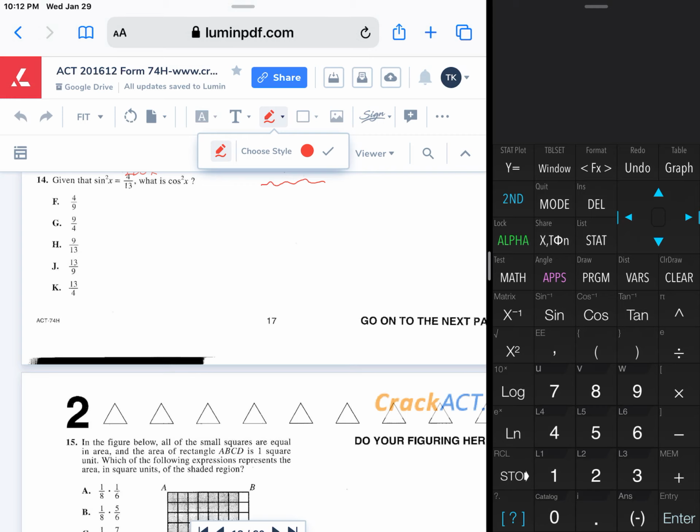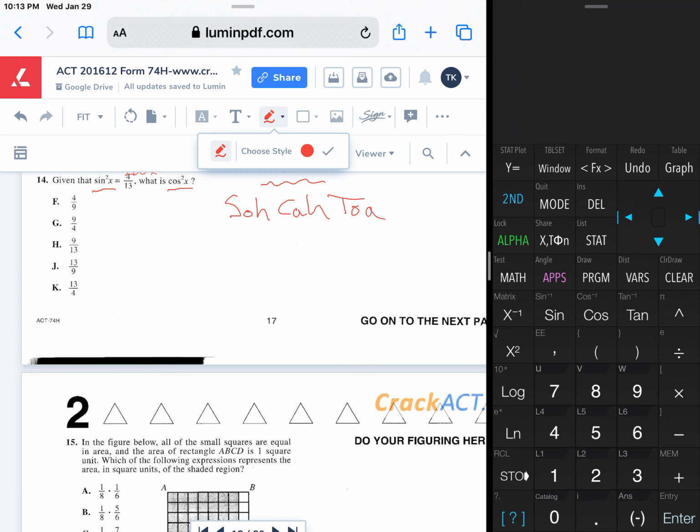Okay, so number 14 says, given that sine squared x equals 4/13, what is cosine squared x? So don't let the exponent mess with you in that situation. The main thing you want to remember is your basic trig identities, SOHCAHTOA, right?